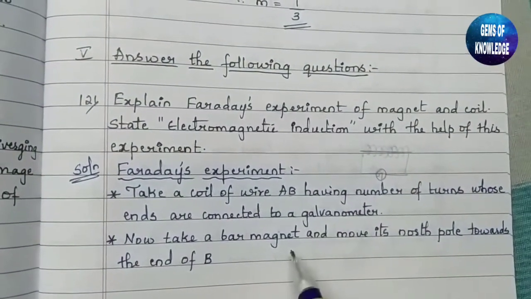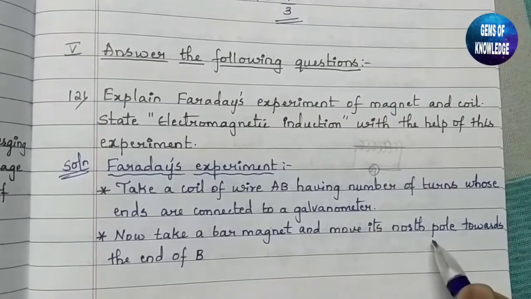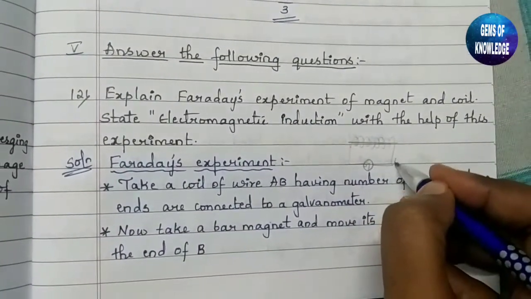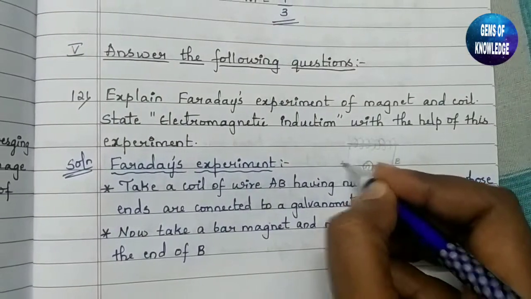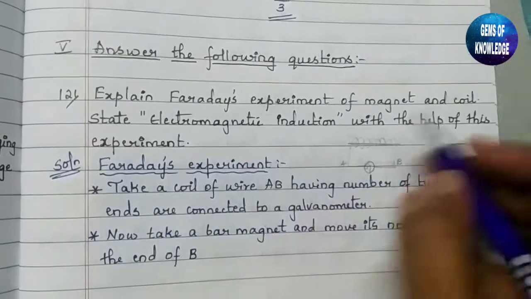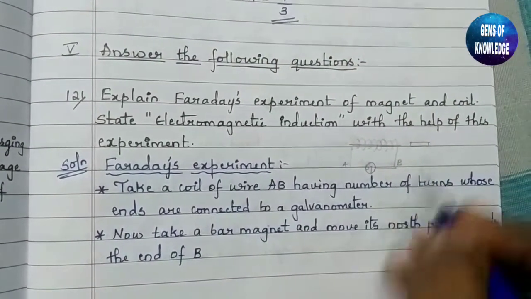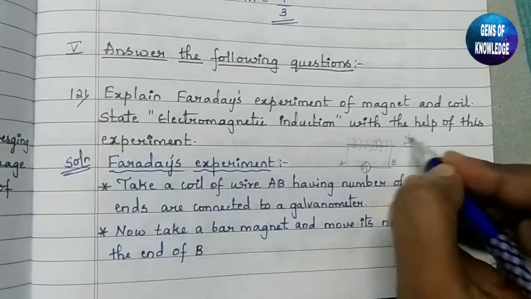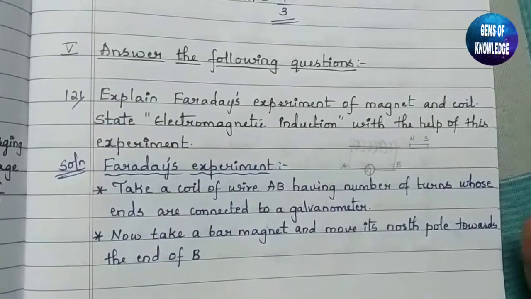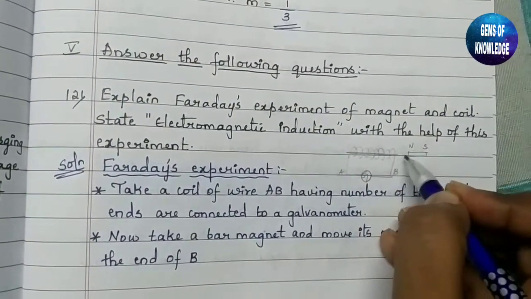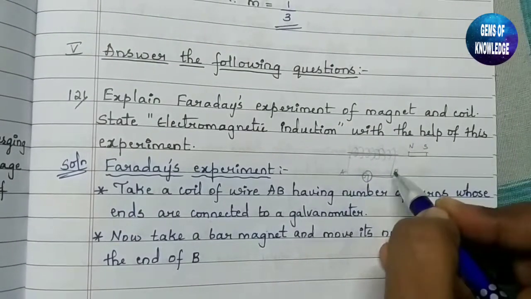Now take a bar magnet and move its north pole towards the end B. So let us think this is B and this is A. So what we need to do here is take a bar magnet over here and move its north pole. So this is the north pole and this is the south pole of the bar magnet. You need to move this north pole nearer to the end B.